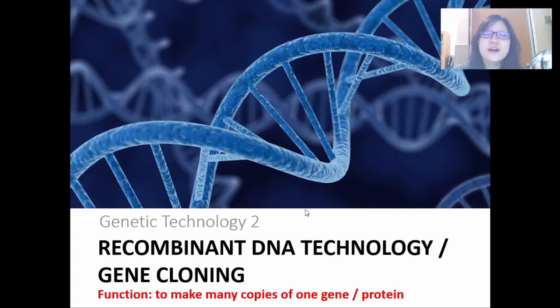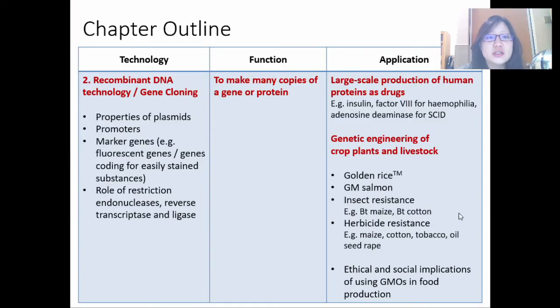Hello everyone and welcome to Chapter 19 Part 2B, GMOs in Agriculture. GMOs in Agriculture is actually one of the applications of recombinant DNA technology. And just in case you don't remember what it does, it is a technique used to make many copies of a gene or protein.